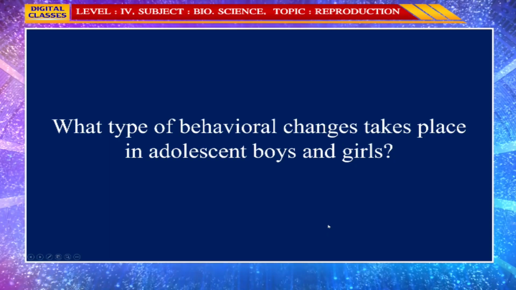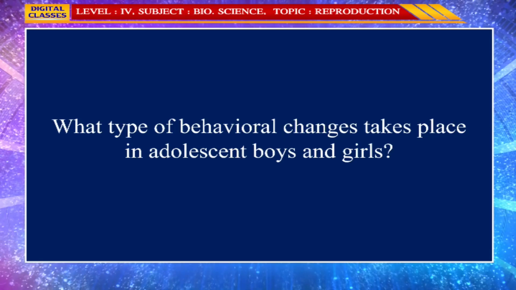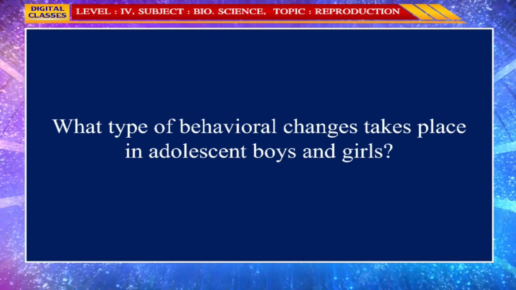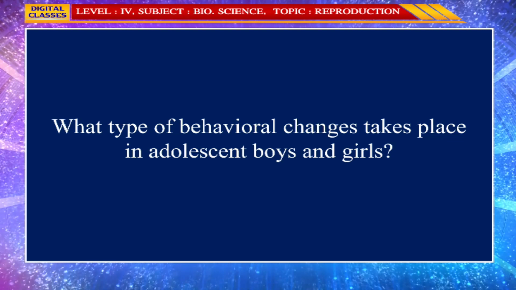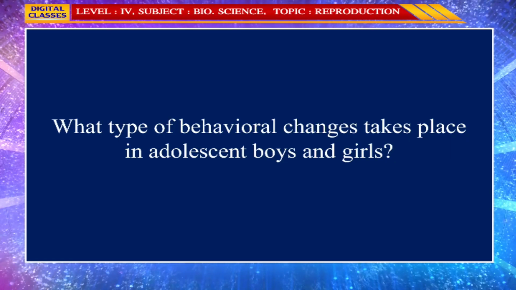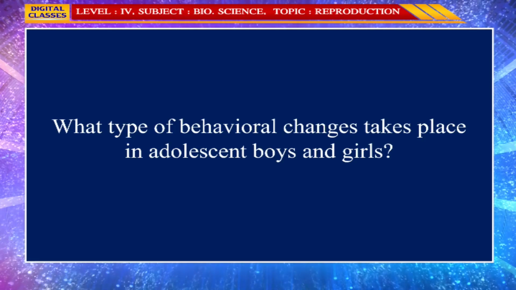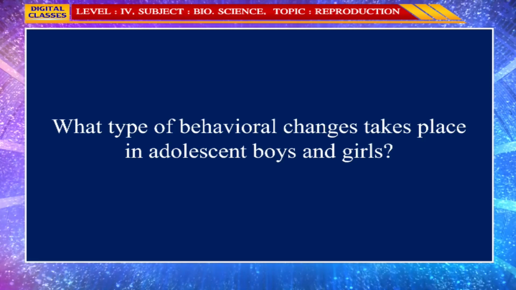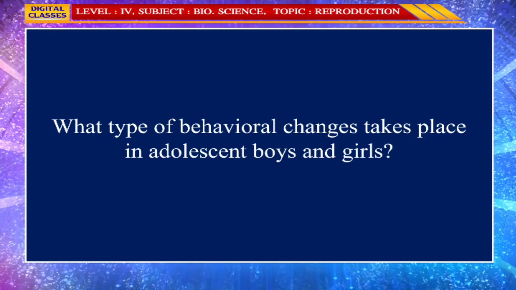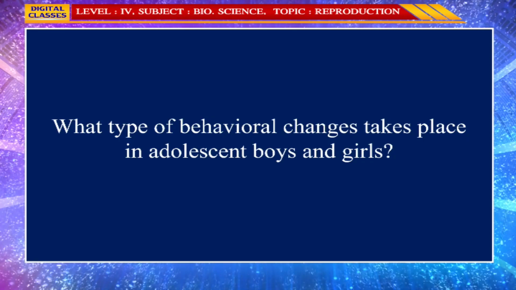What type of behavioral changes take place in adolescent boys and girls? The adolescent stage is a fast growing age. Adolescence is the stage of transition and confusion. Many physical changes take place. Apart from this, many behavioral changes also take place, like they show interest towards their body and self, and give importance to friends and peer groups rather than their parents.